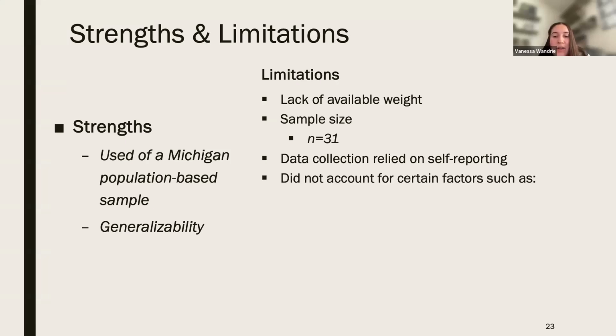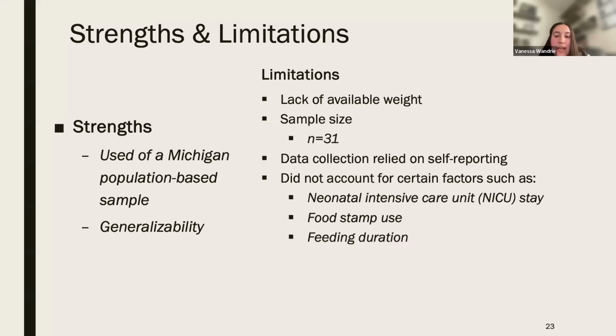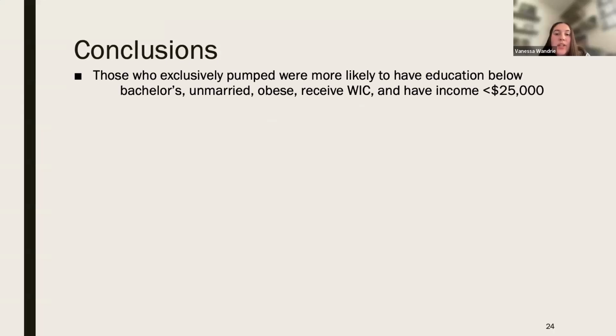We also did not account for factors such as NICU stay, food stamp use, and feeding duration in the analyses, which could have provided valuable insights into the dynamics of exclusive pumping, and we did not specifically address infant formula feeding. To conclude, in this Michigan sample, those who exclusively pumped were more likely to have an education below a bachelor's, be unmarried, obese, receive WIC, and have an annual income less than $25,000.